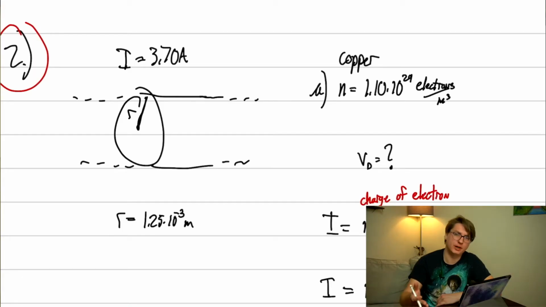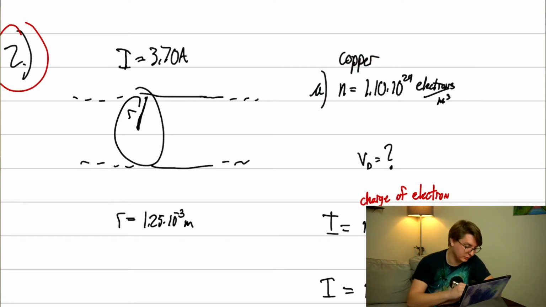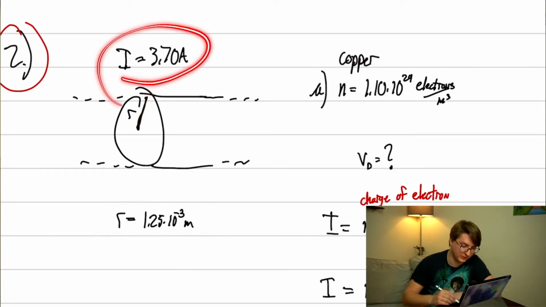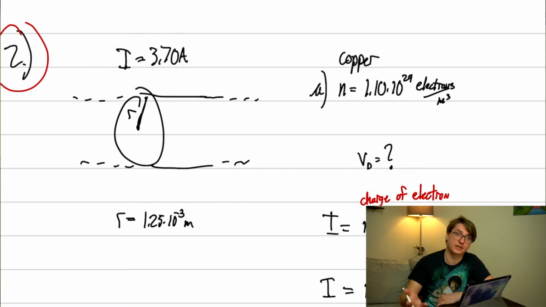So let's do a quick problem with that equation. We have a copper wire here. It is a cylinder, which means that its cross section is a circle. We're told the particle density, and these are going to be electrons. We're told the radius of this cylinder, and we're told the amount of current passing through. So we want to find the drift velocity. How fast are these electrons moving in it?